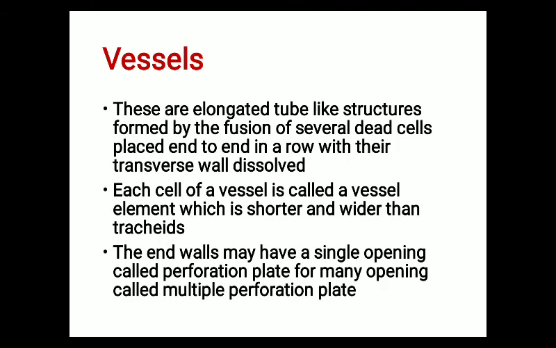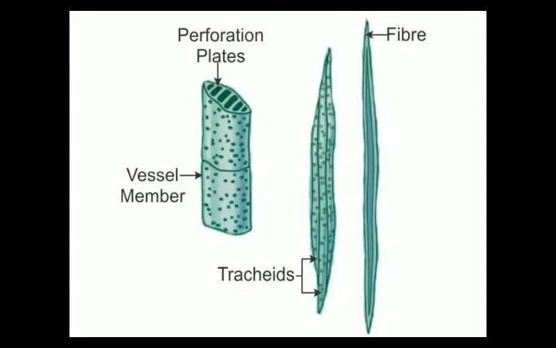Now come to another component of xylem, that is the vessels. These are elongated tube-like structures formed by the fusion of several dead cells placed end to end in a row with their transverse walls dissolved. In this diagram you can see the vessel. Many vessel cells are placed end to end and form a common tube-like structure known as vessel. This one is one vessel element, this is another vessel element, and they join together and form a common tubular structure known as vessel.